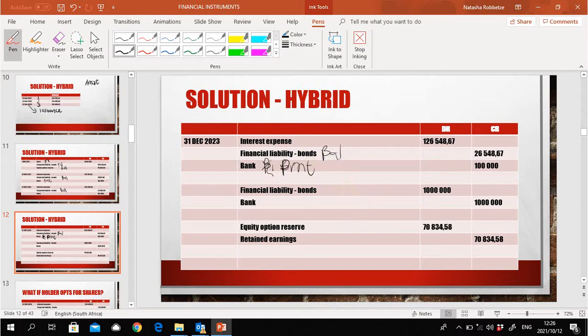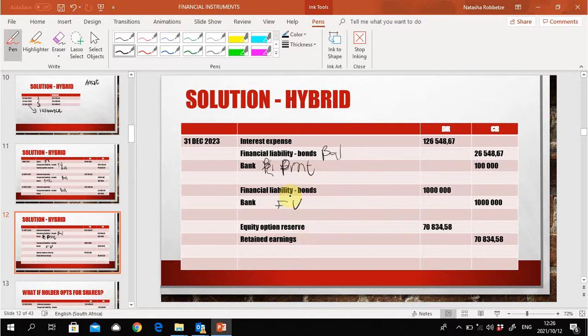Now, at this point, they've said in the example that the holder opts to take the money. So he had two options. You could either take money or take shares. And the holders opted to take money. So at that point, when they've exercised the option, because they've taken money, we will credit the bank with the future value that we typed into our calculator, and we will pay it off against the financial liability. Because once you've paid off these holders, the financial liability can no longer exist because you don't owe them anything anymore.